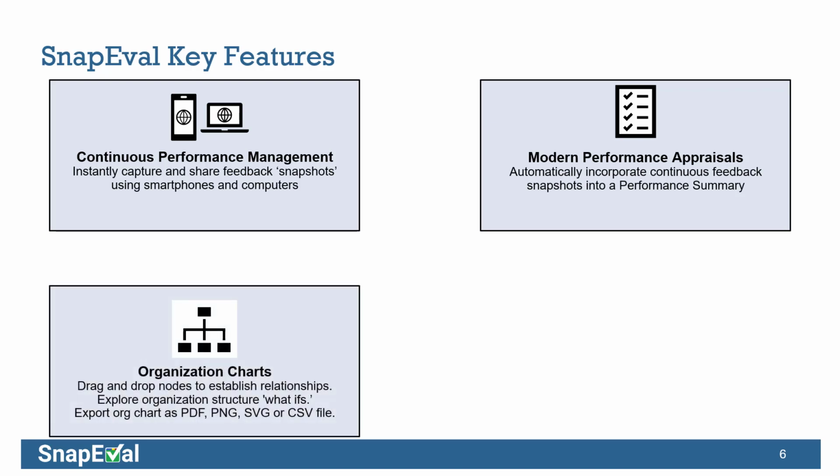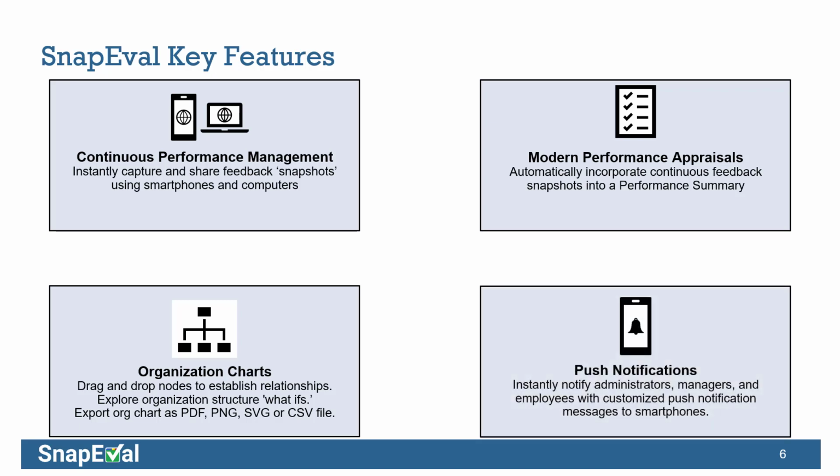The third thing is organization charts. They're built right into SnapEval. You can use drag and drop features to organize your relationships in SnapEval between users. You can explore what ifs, and you can also export the org chart as a PDF or PNG or CSV file, for example.